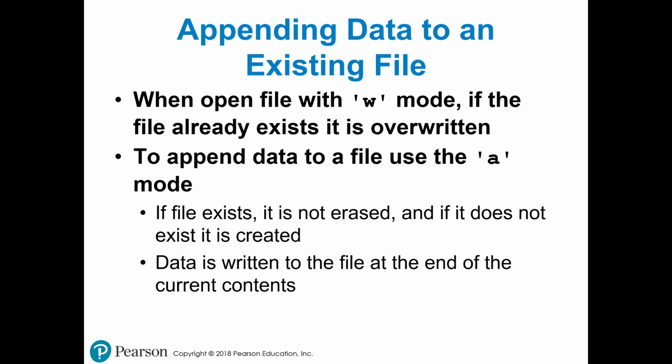All right. So again, we talked about this before, but when you open a file in W mode, if the file already exists, it's overwritten. So if you want to append data to the file, we use the A mode. Then if the file exists, it's not erased, and if it doesn't exist, it's created. Data written with the A mode is written to the end of the current contents of the file.